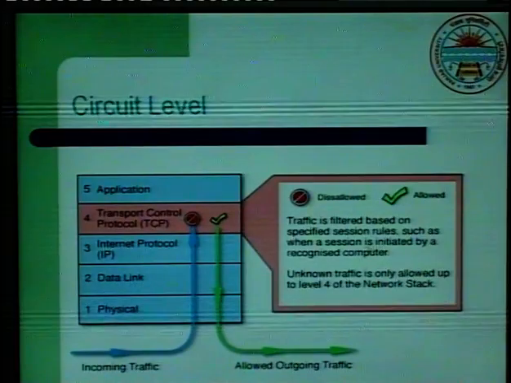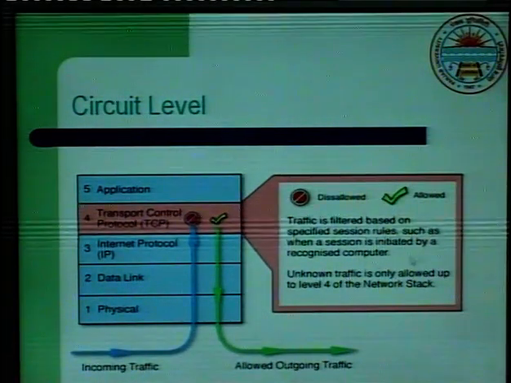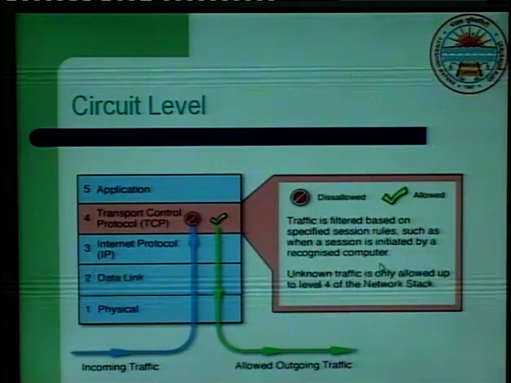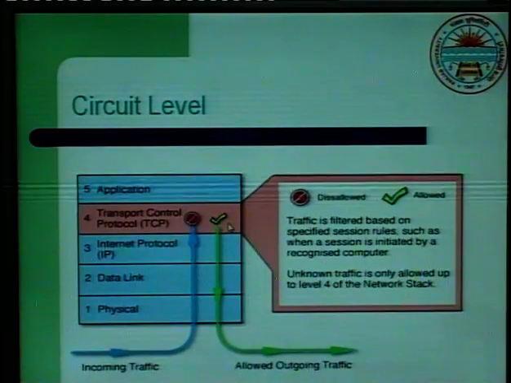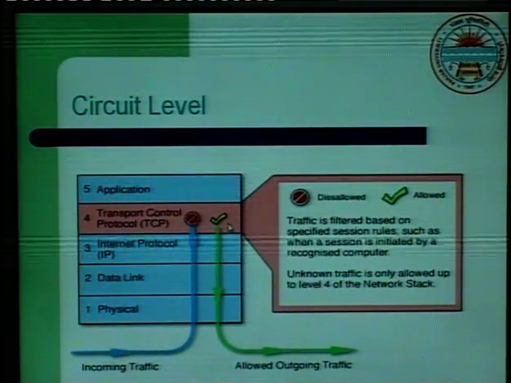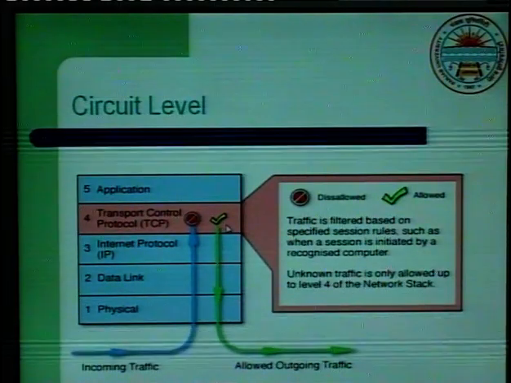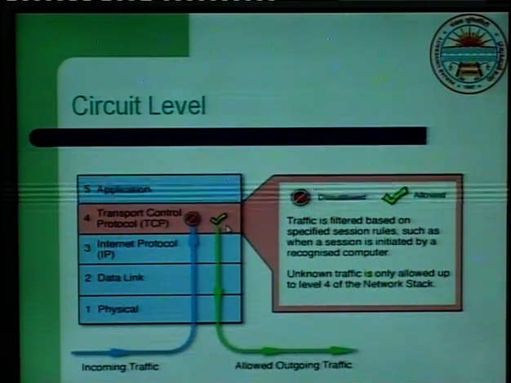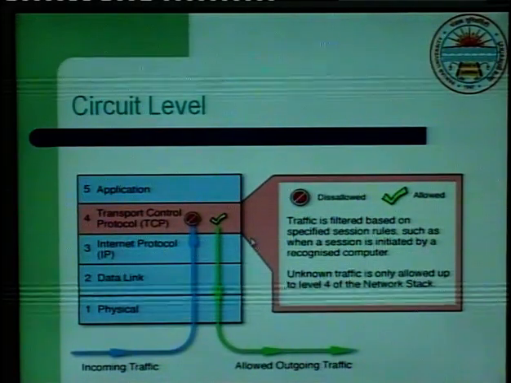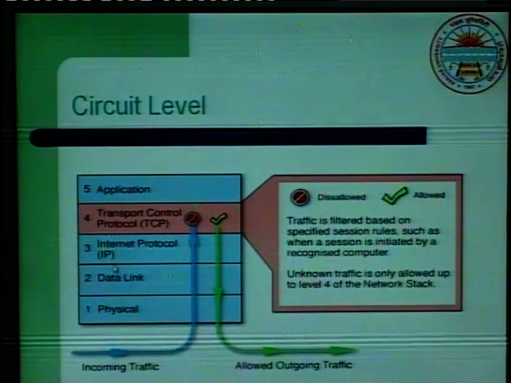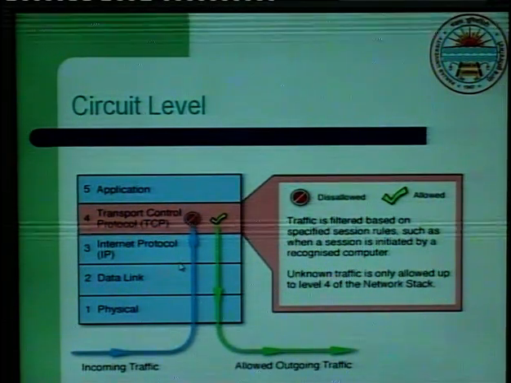So, traffic is filtered based on specific session rules, such as when a session is initiated by a recognized computer. Here you can configure policies like one time access using a password. So, you can stop attempts like guessing of usernames and passwords. But this type of firewall is very rarely used, either we use the packet filtering firewalls or the application level firewalls.